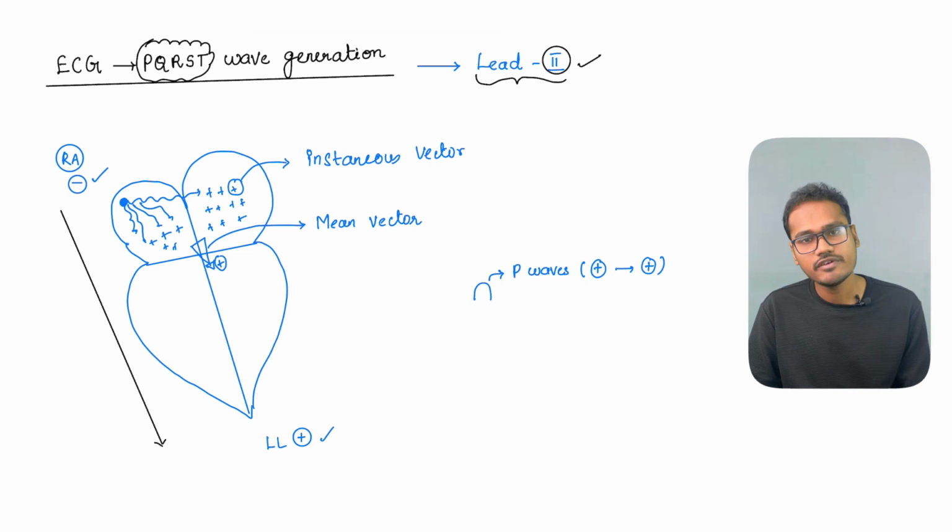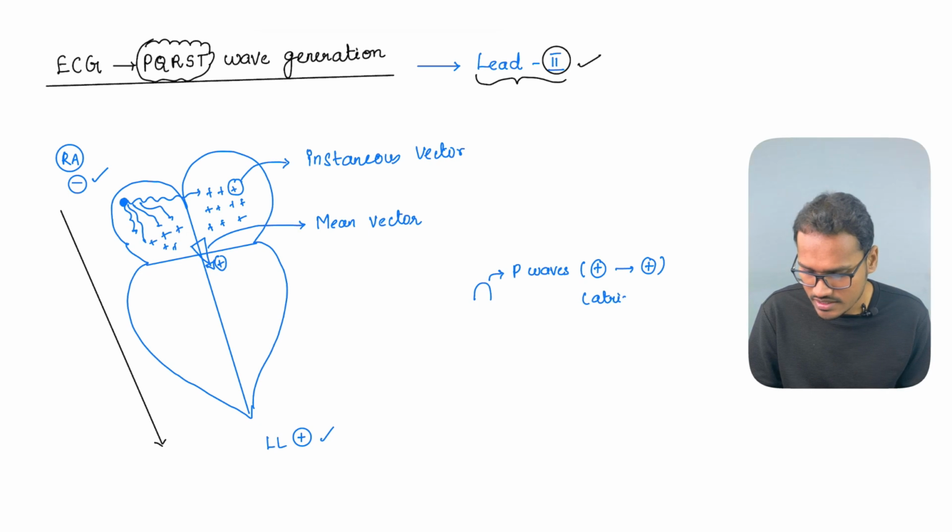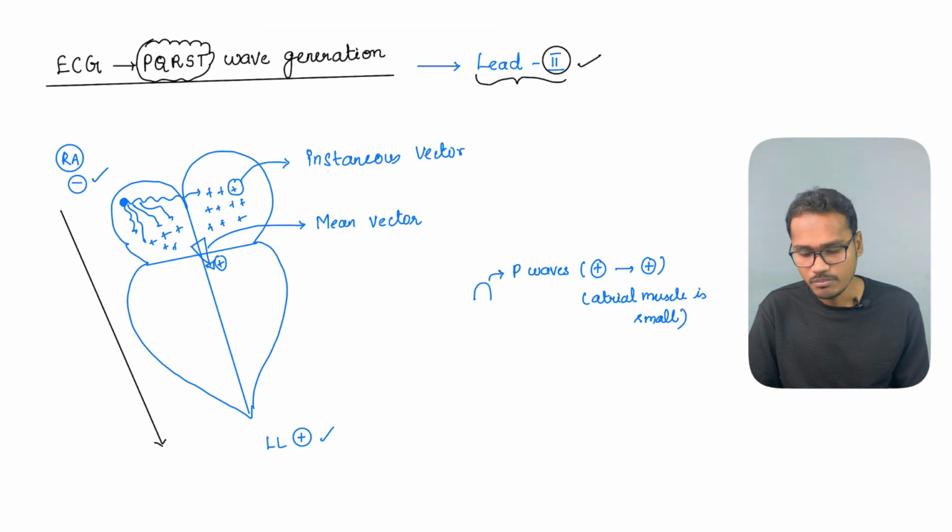And will the P wave be smaller or larger? It will be smaller. Why? Because it is the atrial muscle. The atrial muscle is small in comparison to the ventricle. So that is the reason for the P wave.